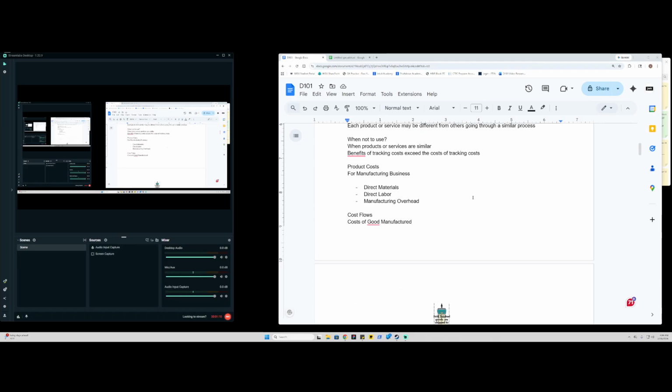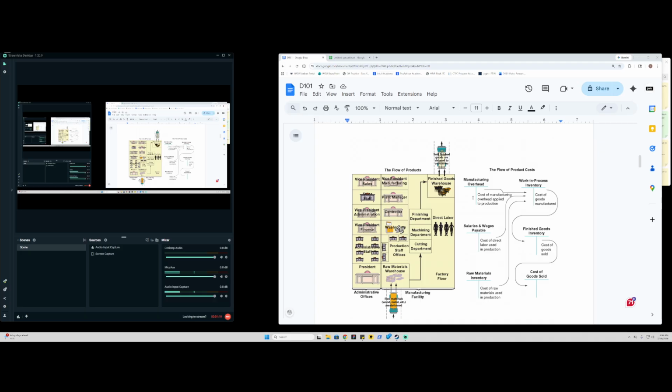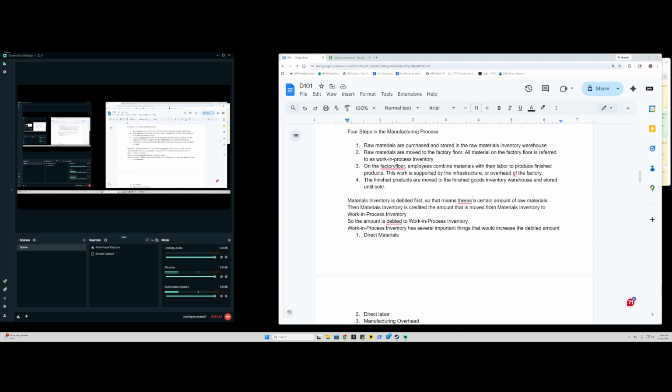So how job costing first works, if you want to see an overview about the factory and how this works, there are several processes. The raw material is purchased and stored in the inventory warehouse, and then the raw material is moved to the factory floor, and then on the factory floor employees work on the materials, and then the finished product is moved to the finished goods inventory and sold.